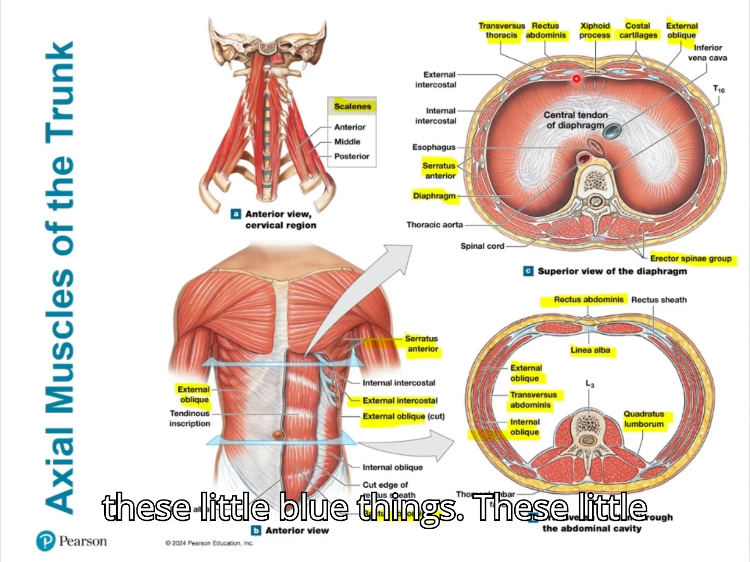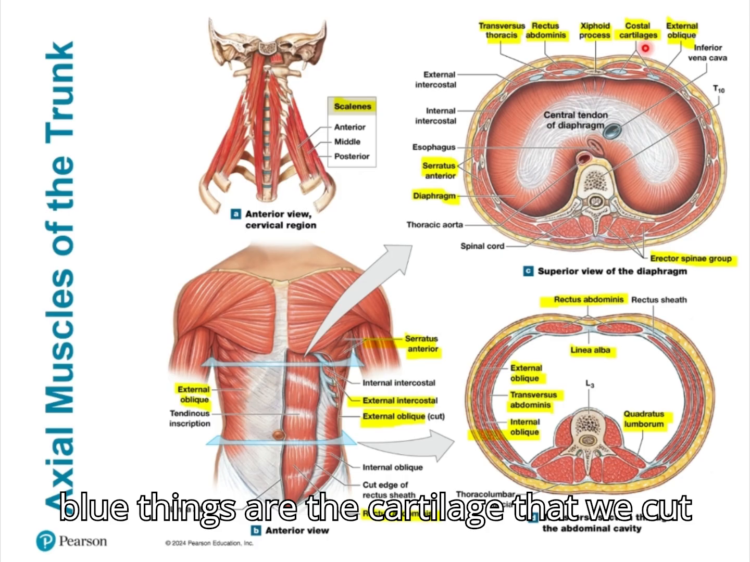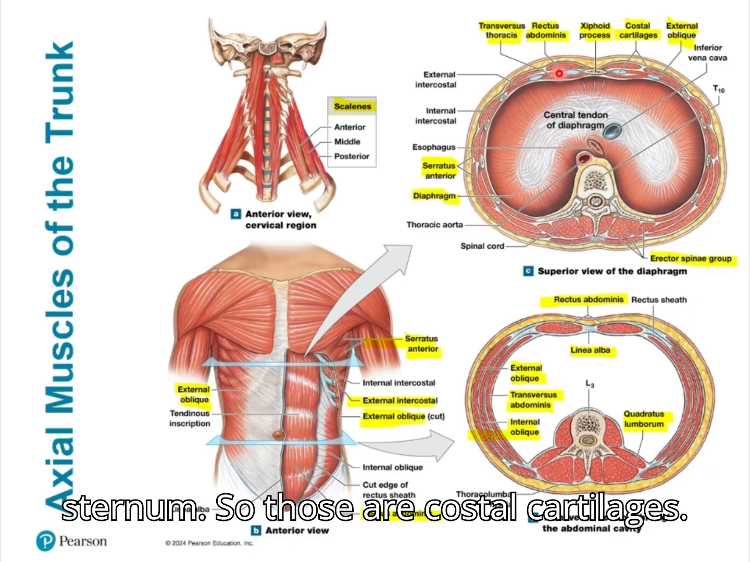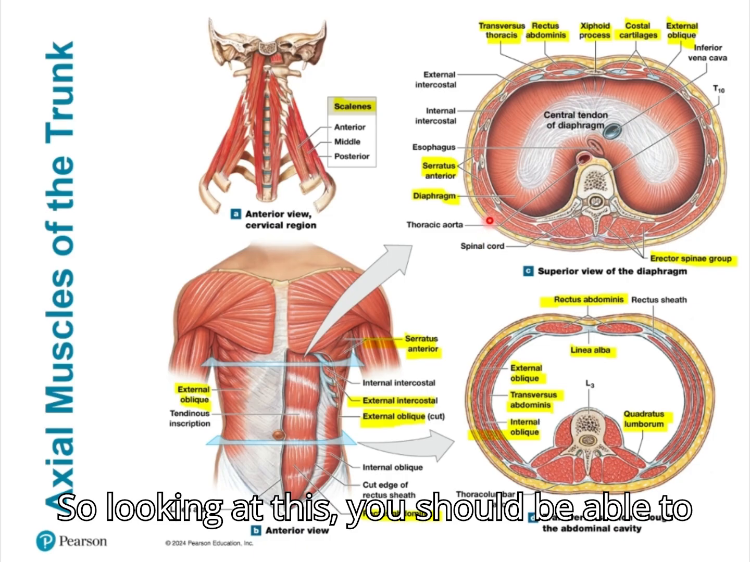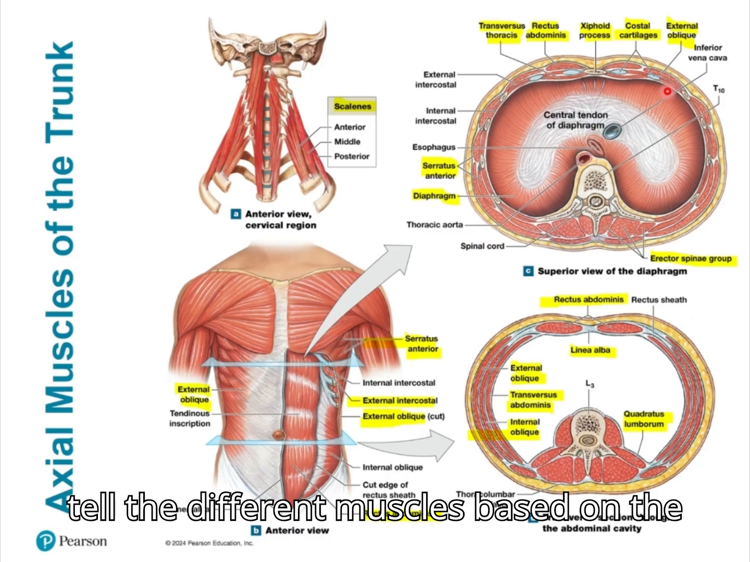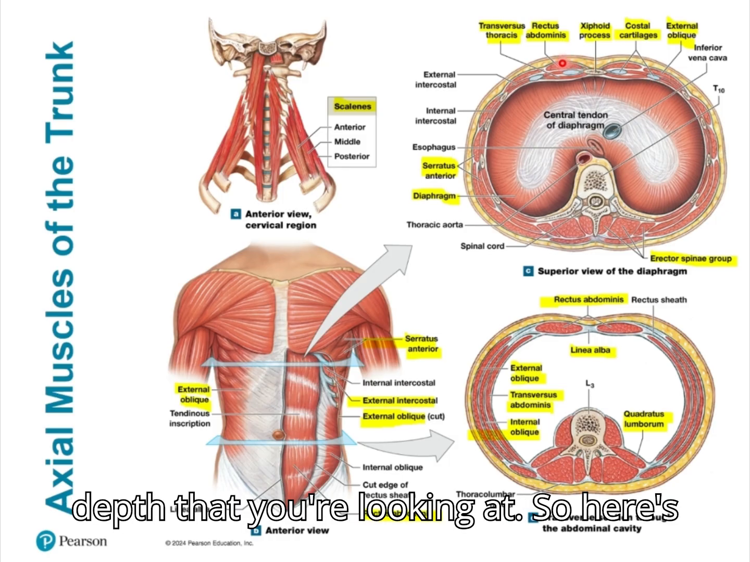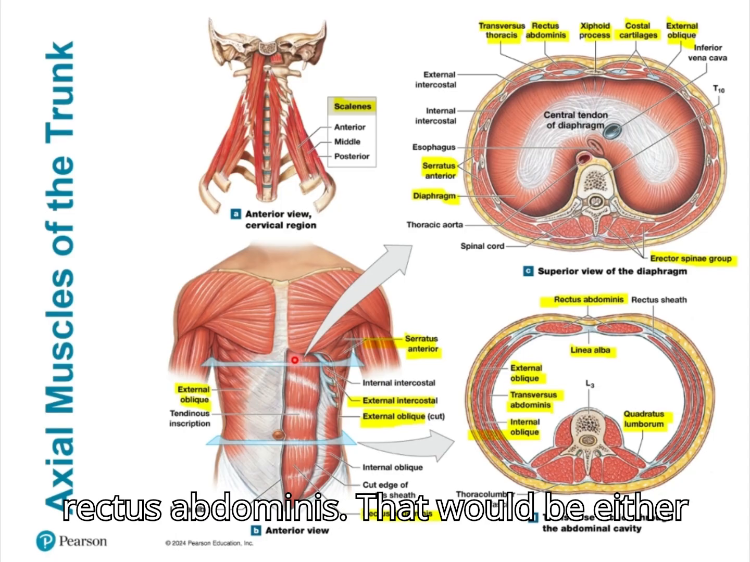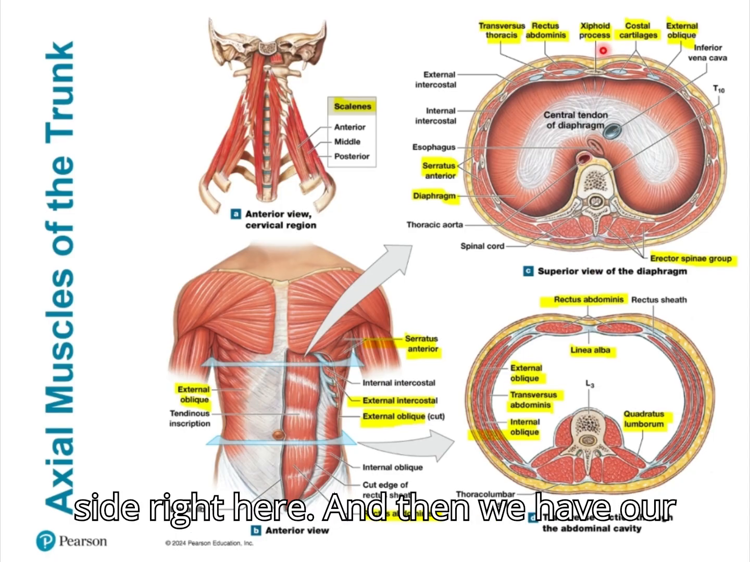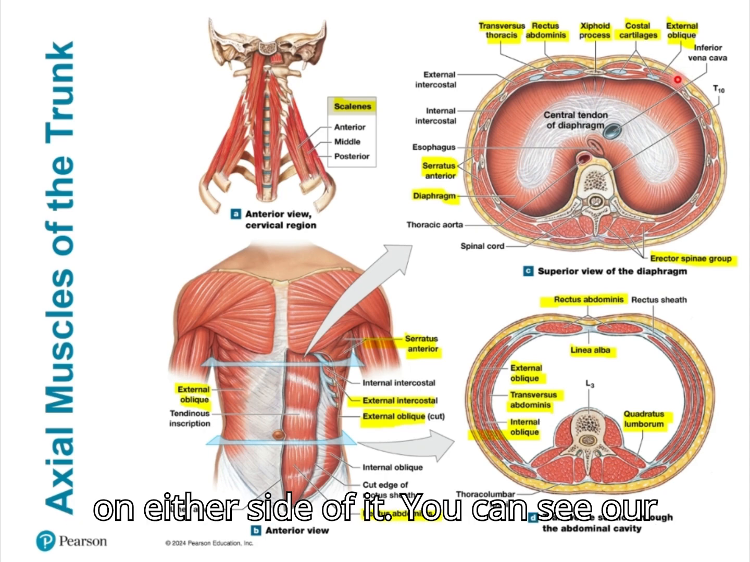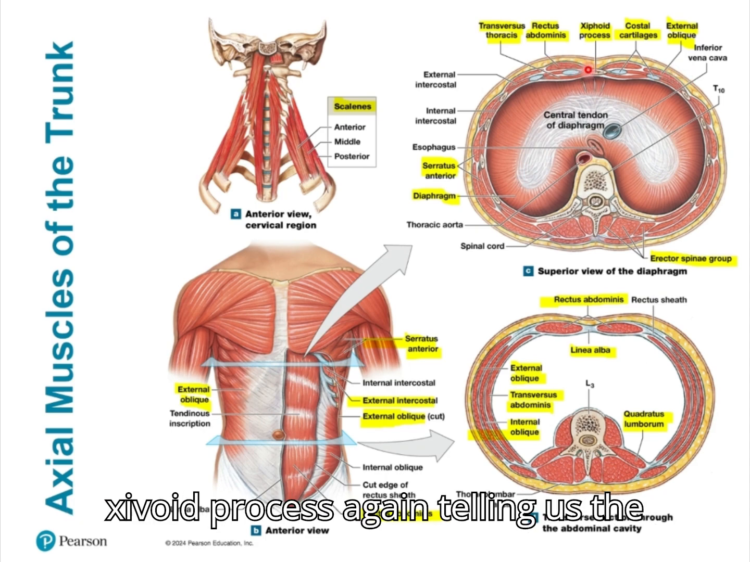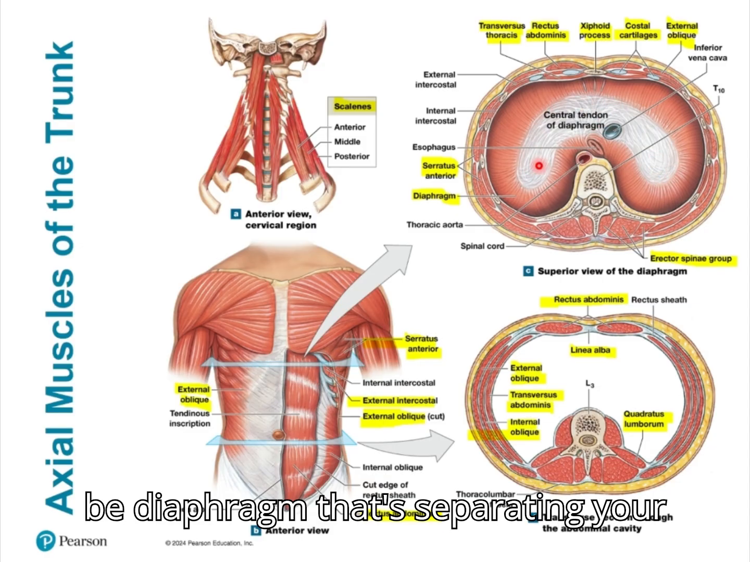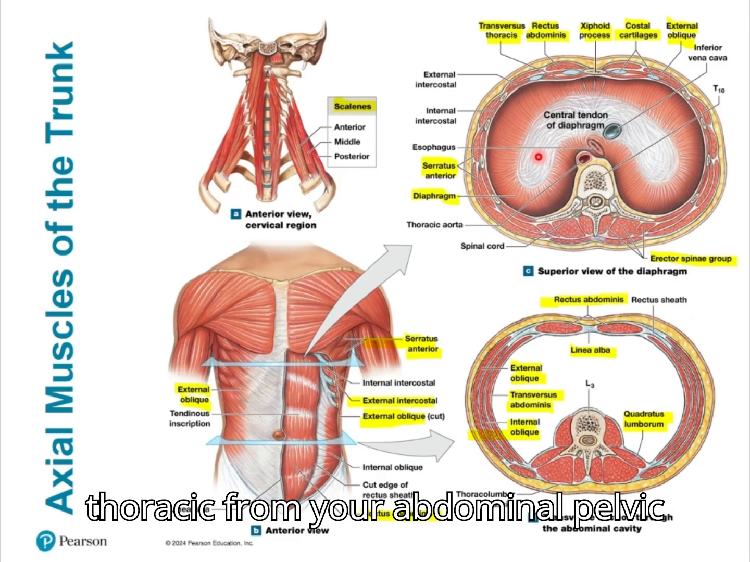That's going to be the bottom portion of the sternum on our rib cage. And then you can see all these little blue things. These little blue things are the cartilage that we cut through that's holding the ribs to the sternum. So those are costal cartilages. So looking at this, you should be able to tell the different muscles based on the depth that you're looking at. So here's our rectus abdominis on either side. So again, here's our rectus abdominis and rectus abdominis. They would be either side right here. And then we have our external obliques, which are going to be on either side of it. You can see our xiphoid process again telling us the center. And then all of this is going to be diaphragm that's separating your thoracic from your abdominal pelvic cavity.